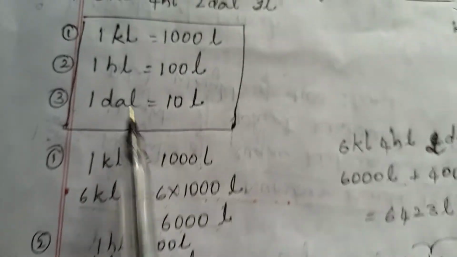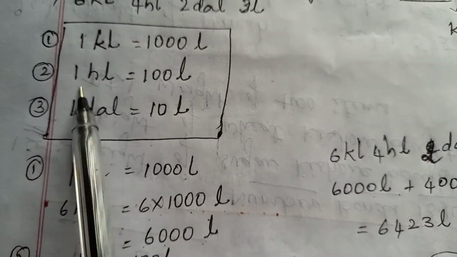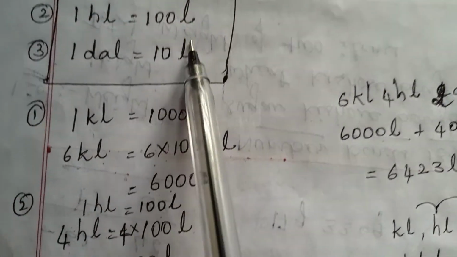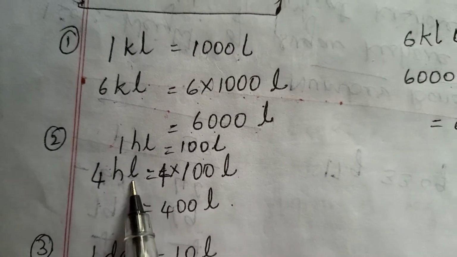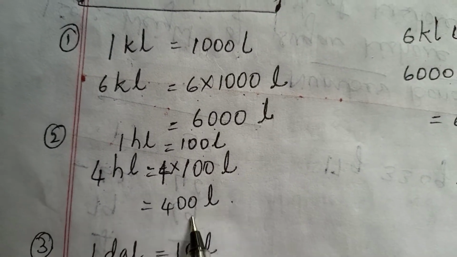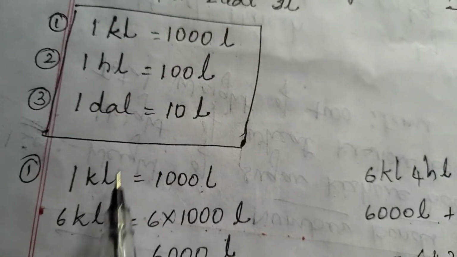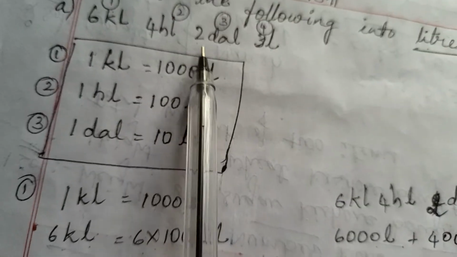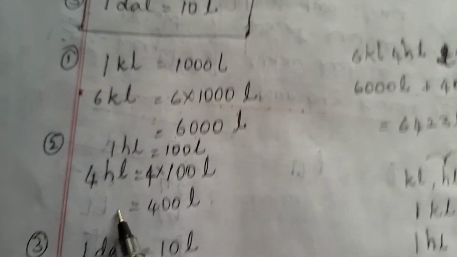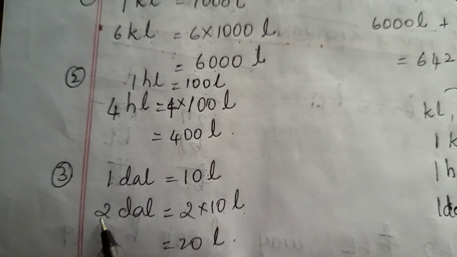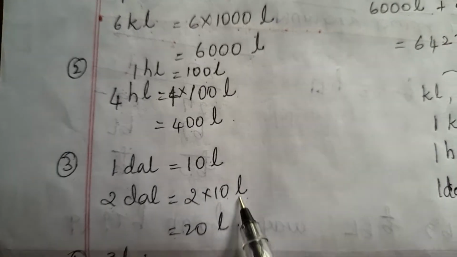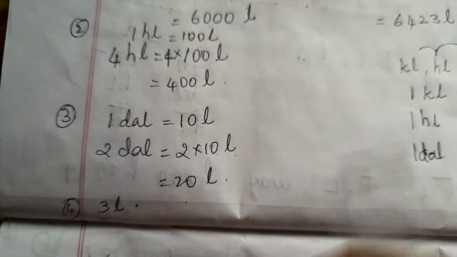Now, second one is HL. 1 HL equal to 100 L. 4 HL equal to 4 into 100 L. It is 400 L. Next one is DAL. We will take 1 DAL equal to 10 L. For 2 DAL, it is 2 into 10. It is nothing but 20 L. Fourth one is 3 L.